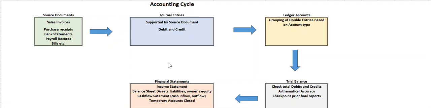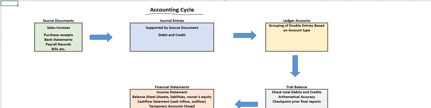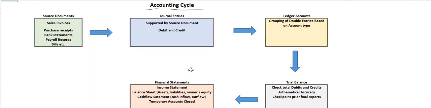So today's topic is the accounting cycle. So today we are going to, wait a second, I'll just move this. So what exactly is the accounting cycle? I'm going to discuss this with you.